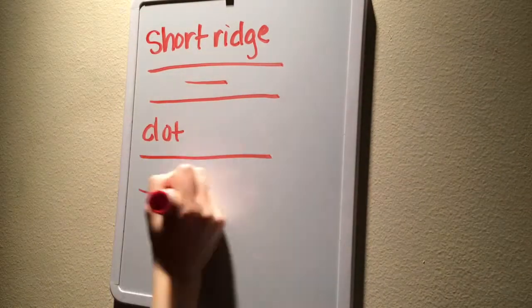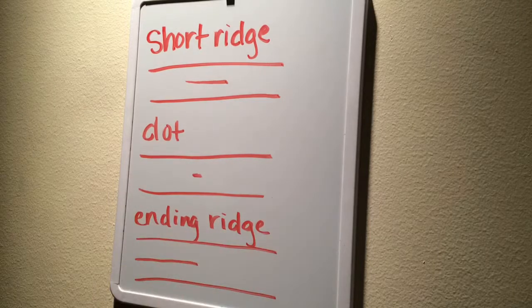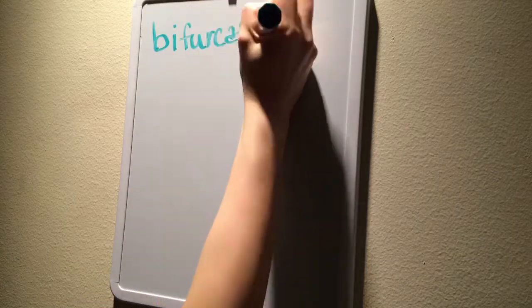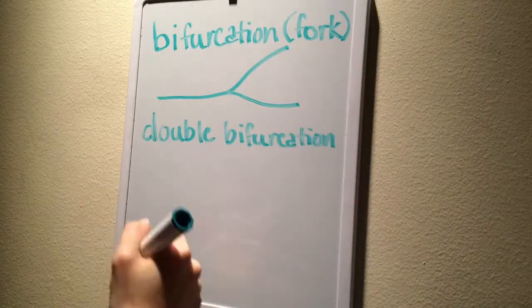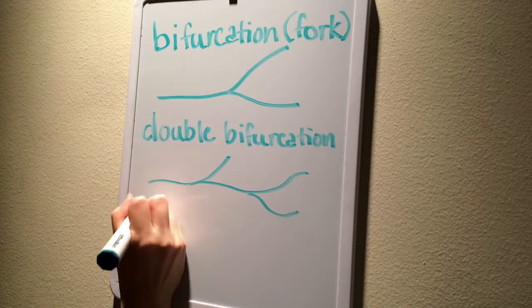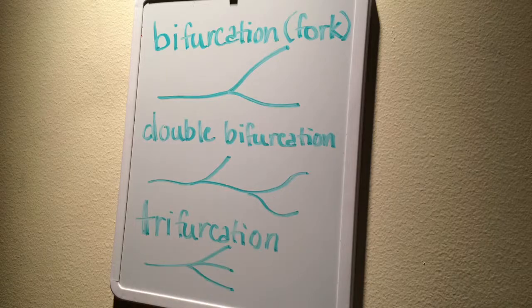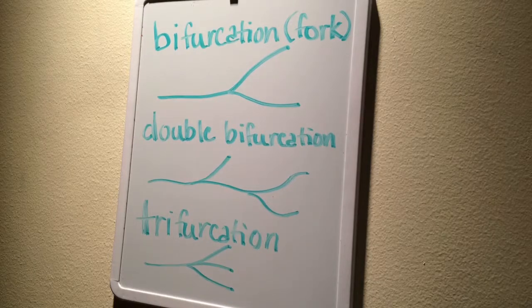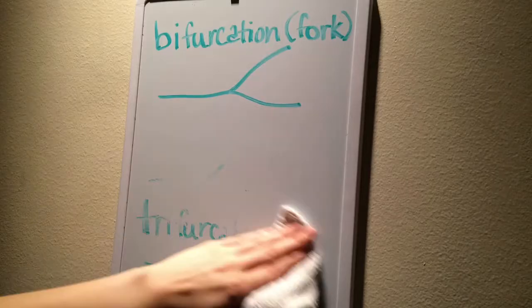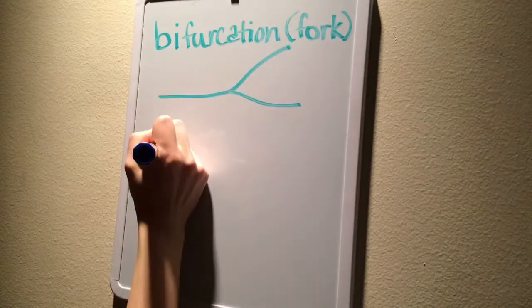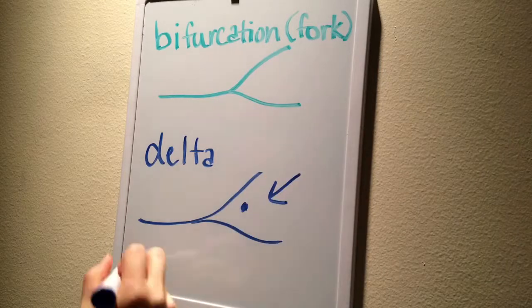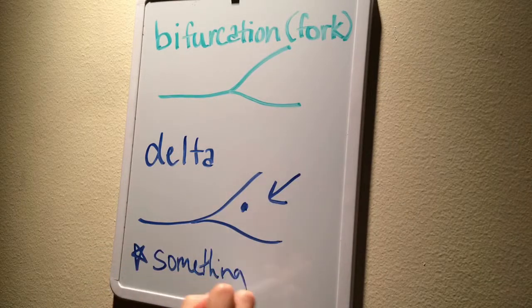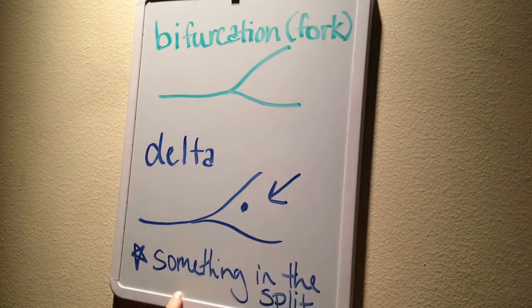And now for the 10 minutia patterns, starting with short ridge, dot, and ending ridge. Then we have a bifurcation or fork, the double bifurcation, and the trifurcation. The bifurcation or fork looks similar to the delta, but don't get it confused because the delta always has something in the split.